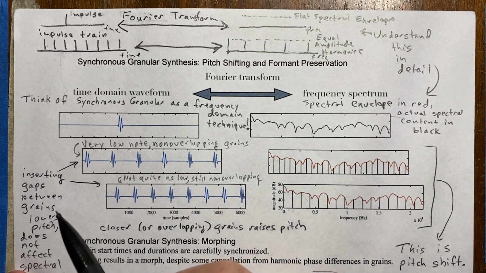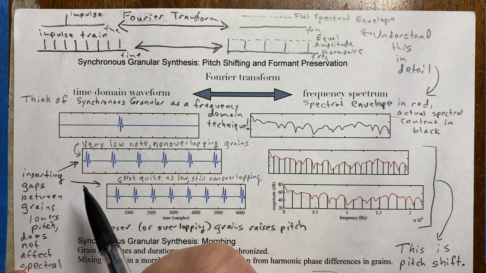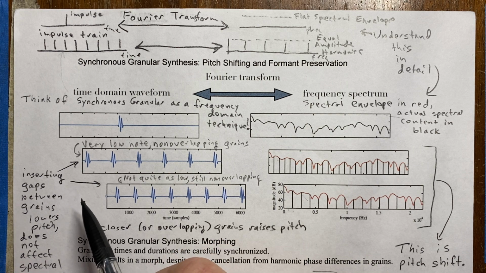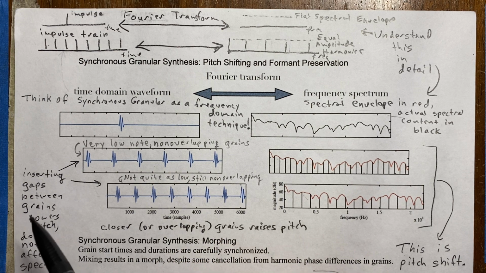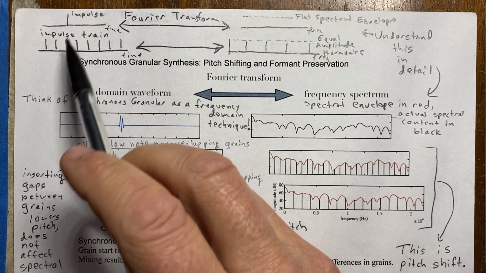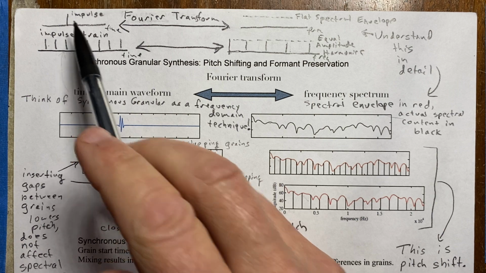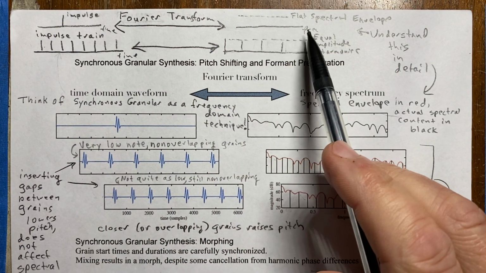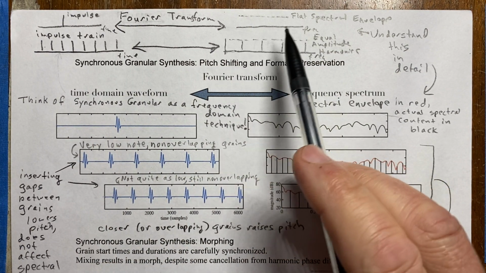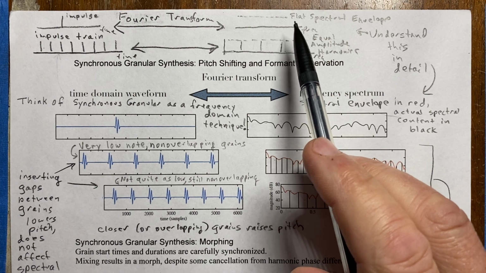So, as an introduction to this, I just want to do a little bit of a review of things you already know, and then get into trying to explain why this works, why the synchronous granular is so effective. In general, if you have a single impulse, you know the Fourier transform of that is a flat spectrum, flat spectral envelope. There's equal energy everywhere.